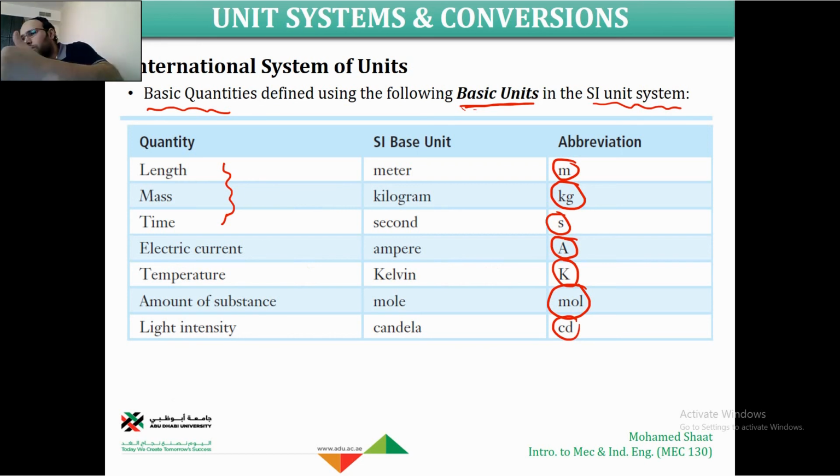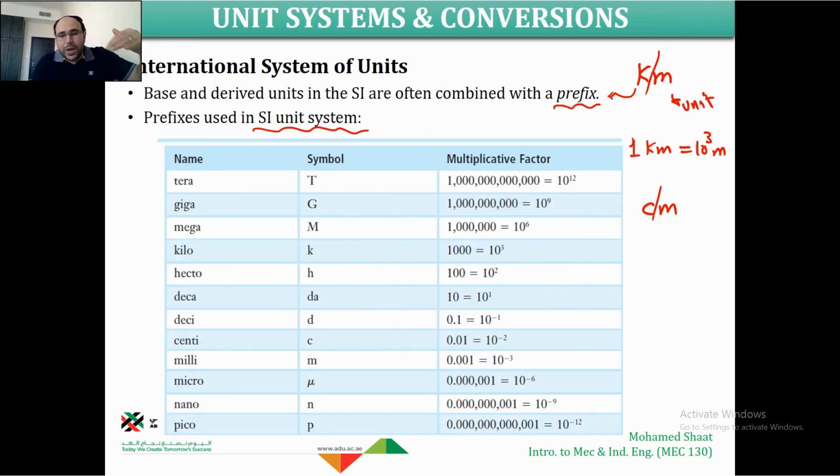But we may have millimeter, centimeter, micrometer, terameter, gigameter, megameter, kilometer, hectometer, decameter, decimeter, nanometer, picometer. So it means that any one of these prefixes can be added to any unit, whatever it is. It gives a multiplication factor to this unit. Like for example, we knew from high school that 1 centimeter is equivalent to 10 negative 2 meter. It means that to convert from centimeter to meter, you have to divide by 100.